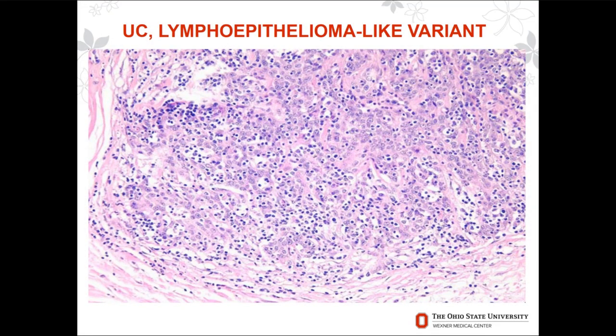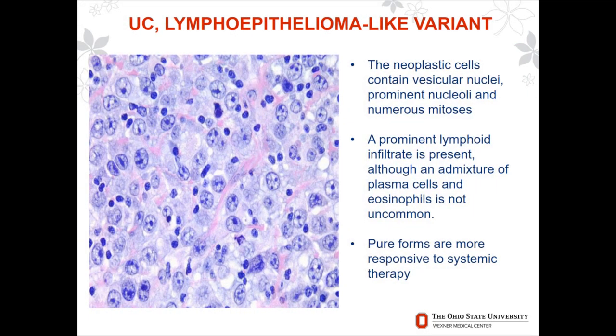The other variant that I want to call out is the lymphoepithelioma-like variant. The hallmark of this lesion is a prominent lymphoid infiltrate, which is an admixture of inflammatory cells or plasma cells, or rarely you can see eosinophils in these. In the few series that have been described, very rarely can you see this tumor in pure form. They are more responsive to systemic therapy. They provide potential to salvage the bladder function, but they're oftentimes mixed with other subtypes.